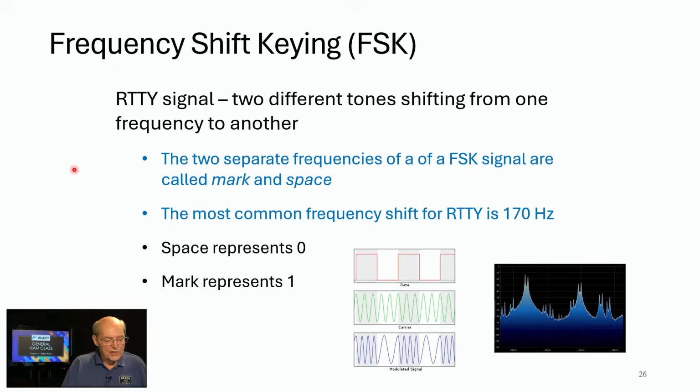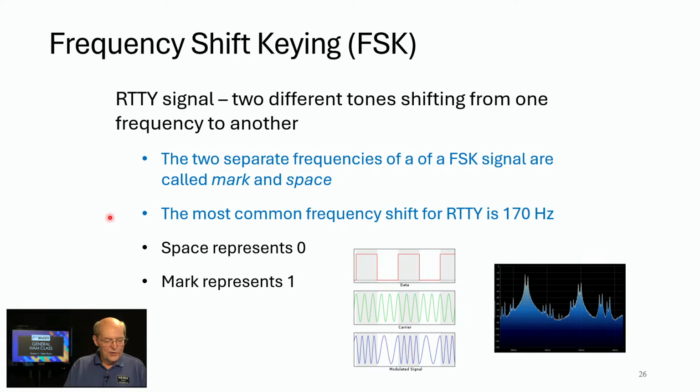More on frequency shift keying. We already identified mark and space a little earlier. Oh, finally some blue text. The two separate frequencies of an FSK signal are called mark and space. I think you knew that, but this is in the context now of the pool question.